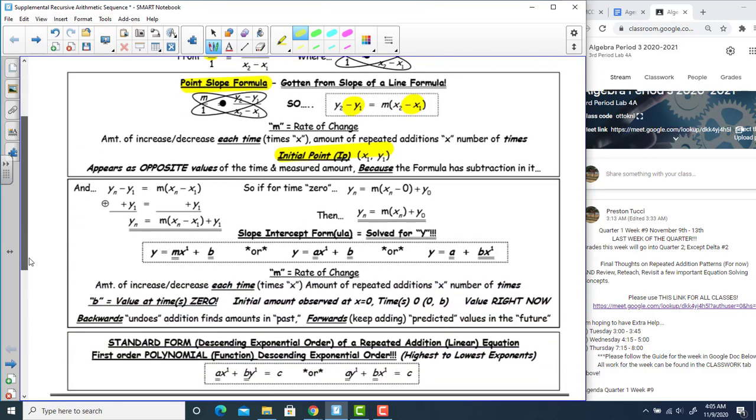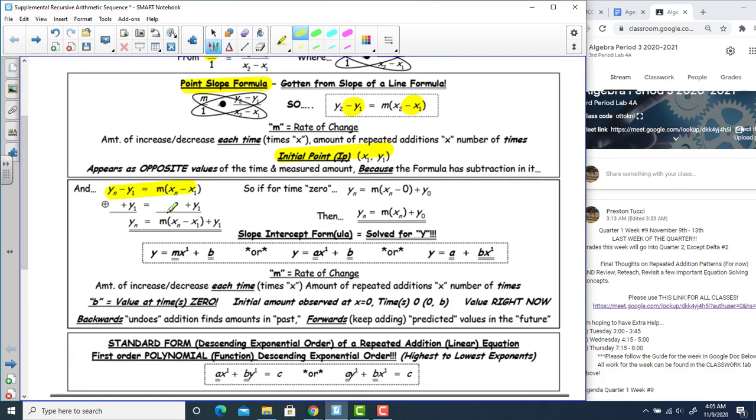If you were to take the point slope formula and appropriately solve it using algebraic steps, at time 0, what you get is slope intercept form. Y equals mx plus b, the most popular form or formula for all linear relationships. I like to think of it as y equals a plus or minus b times x, because a would give us the initial amount, the value at time 0, and it would tell us how much it's increasing or decreasing by, or more specifically, what we're adding or subtracting over and over again in this repeated addition pattern.